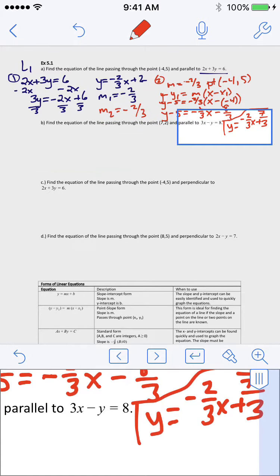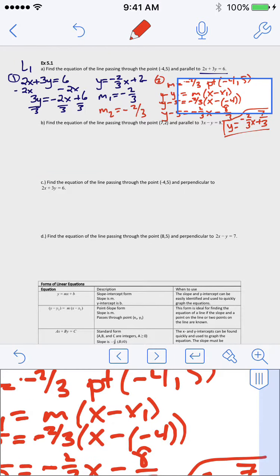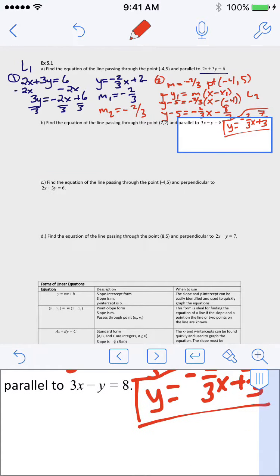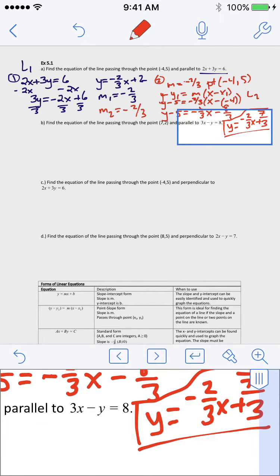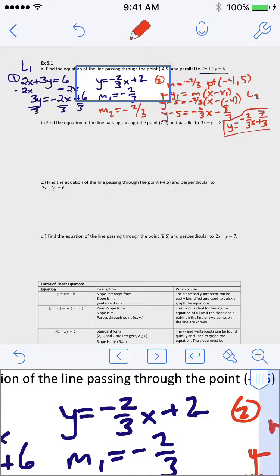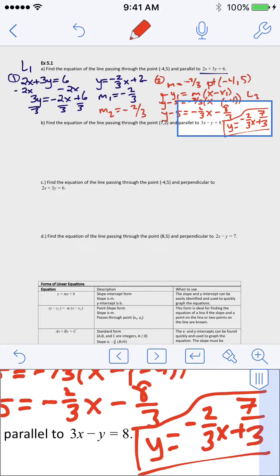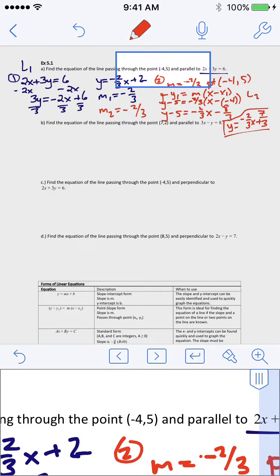Sorry, guys. All right. So this line 2 is going to be parallel to this equation because notice it's got the same exact slope and different y-intercepts. So that's how you would find the parallel line to this first one. And since we used this point to find this equation, we know that this one would go through (-4, 5).